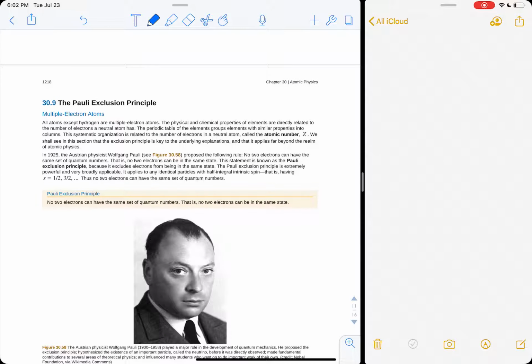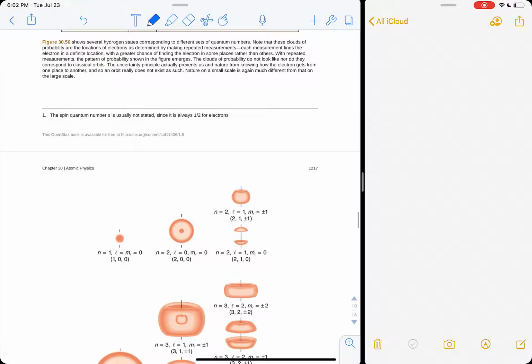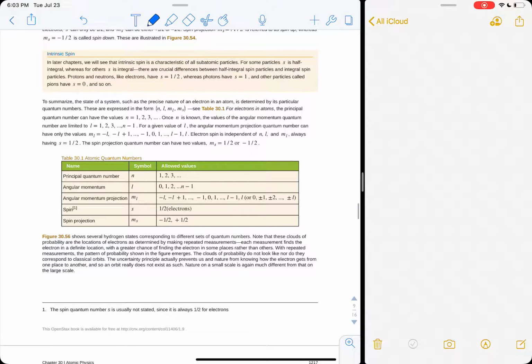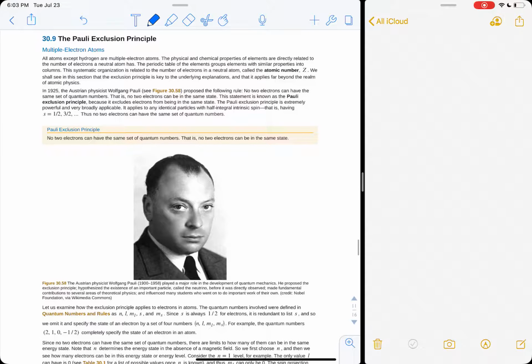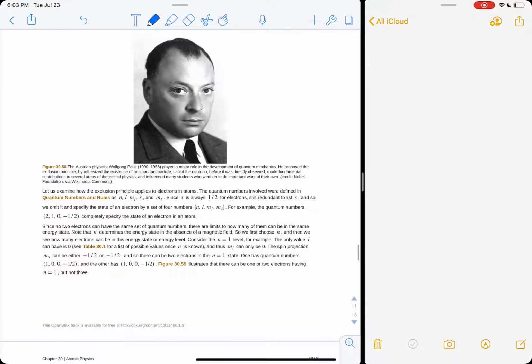The Pauli exclusion principle says that for every one of these states, only one electron can be in each state at a time. So once you get a 2, a 1, a minus 1, and a plus a half electron in there, that's it. Only one electron is allowed in that one energy state. Okay, that's known as the Pauli exclusion principle.